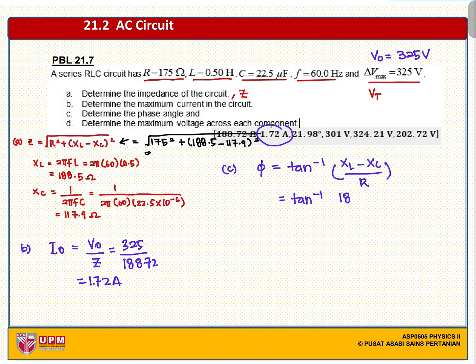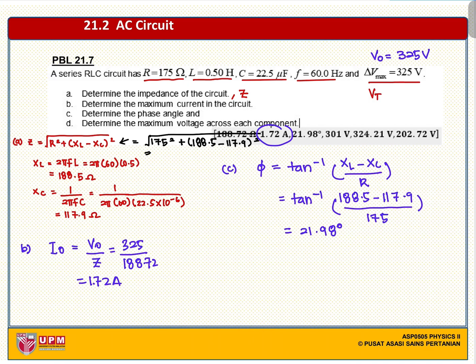So your X_L is 188.5, your X_C is 117.9 and your R is 175. So you will get your angle as 21.98 degrees. Make sure you look at this one, I want to alert you. Because in chapter 21, on the AC generator, you use your calculator in radians. If your calculator is in radian mode, make sure your unit is in radians. If your calculator is in degree mode, your unit must be in degrees. Make sure you don't mix them up.